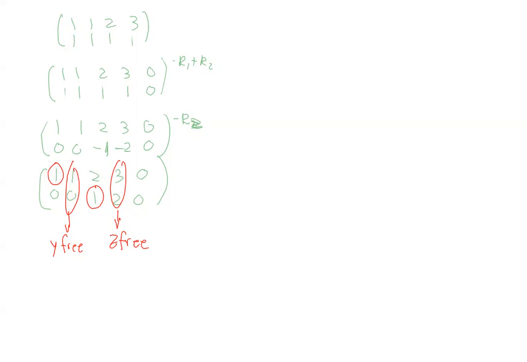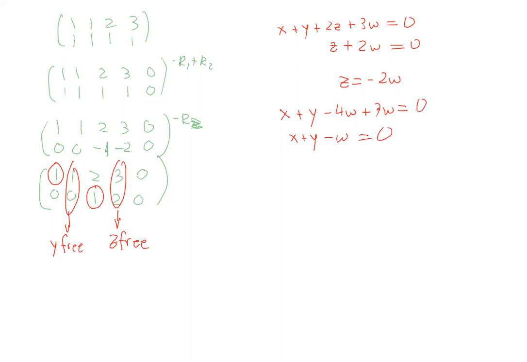So the system, go back to your system. That's x plus y plus 2z plus 3w is equal to zero, and z plus 2w is equal to zero. So you start with the last one. Z is equal to negative 2w. Now you take z is equal to negative 2w and plug it into the first one, and that gives you x plus y minus 4w plus 3w is equal to zero, which means x plus y minus w is equal to zero, which means that x is equal to minus y plus w.